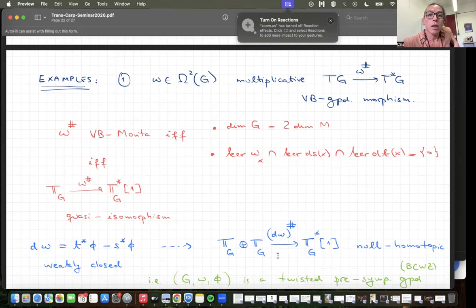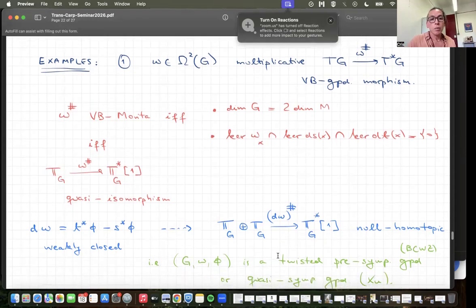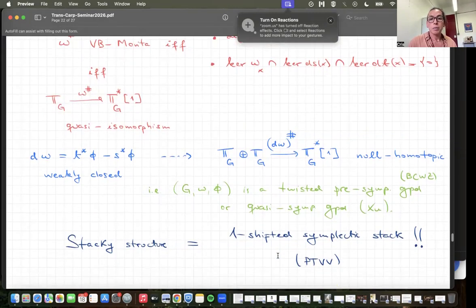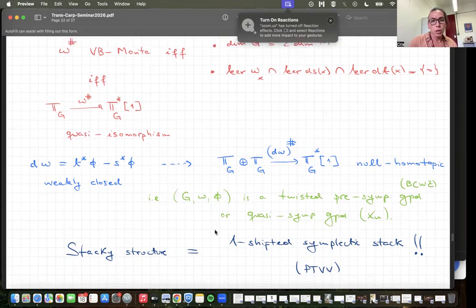We have a 2-form on G, which gives you a quasi-isomorphism between tangent and cotangent. And the derivative gives you something which is not 0, but is homotopic to 0. So this is precisely the notion of one-shifted symplectic stack that appeared in the work of Pantev, Toën, Vaquié, and Vezzosi. So this is the stack structure associated to this information.